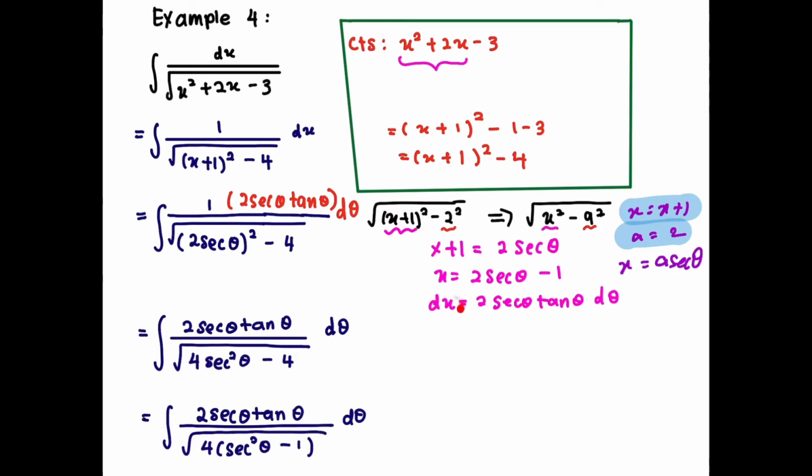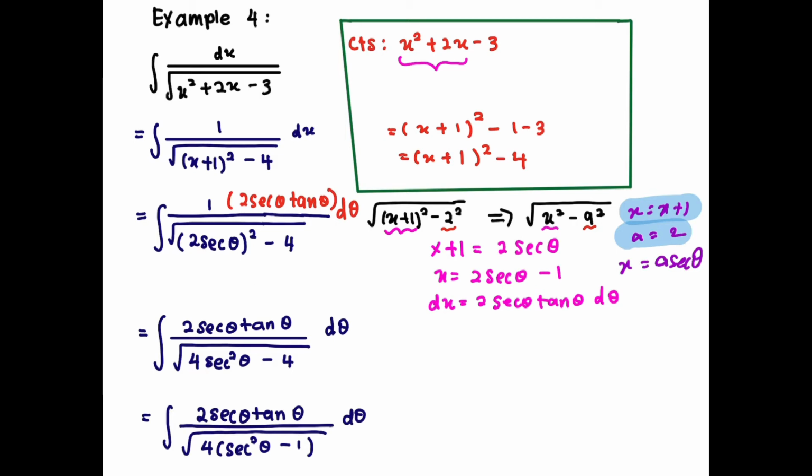And let's differentiate. This is equal to 2. Differentiate secant theta is secant theta tangent theta. Differentiate minus 1 is just 0. And write the d theta. So now we are ready to write everything in terms of theta. So now we have integrate 1 over square root. And let's fill in our x plus 1 here, which is 2 secant theta squared minus 4. And let's rewrite our dx. dx is 2 secant theta tangent theta d theta. So now everything is in terms of theta.